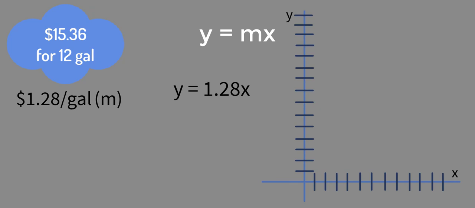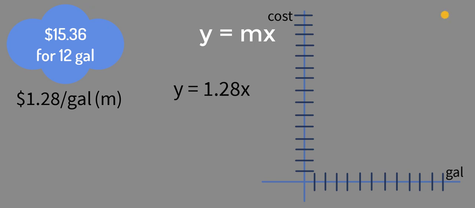15. And technically we don't need any of these quadrants over here. I just put that on there as the typical coordinate plane. You can leave them off if you like. So we know that at 12 gallons, so instead of x and y, I'm going to put gallons and cost. So we know at 12 gallons, the cost is $15.36.